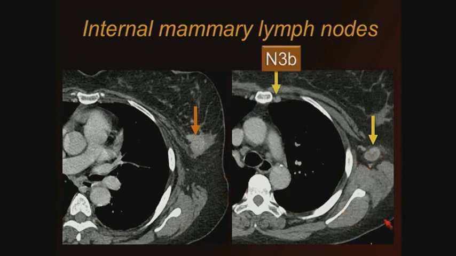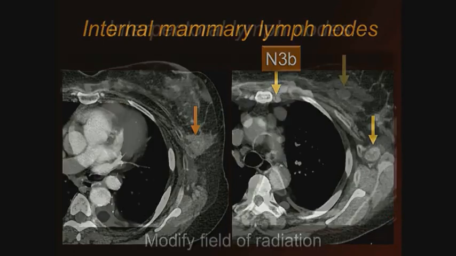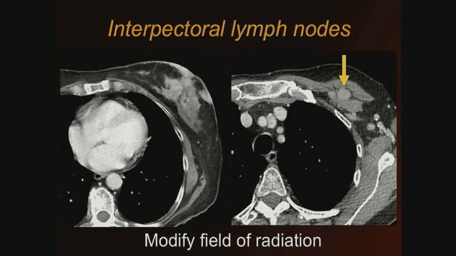In this case, we have a mass in the external quadrant of the breast, metastatic lymphadenopathy, and you can see how this patient also has internal mammary lymphadenopathy. So just make sure to look and scan all the way along the internal mammary nodal chains to look for disease. Interpectoral lymph nodes are not taken into account for staging.